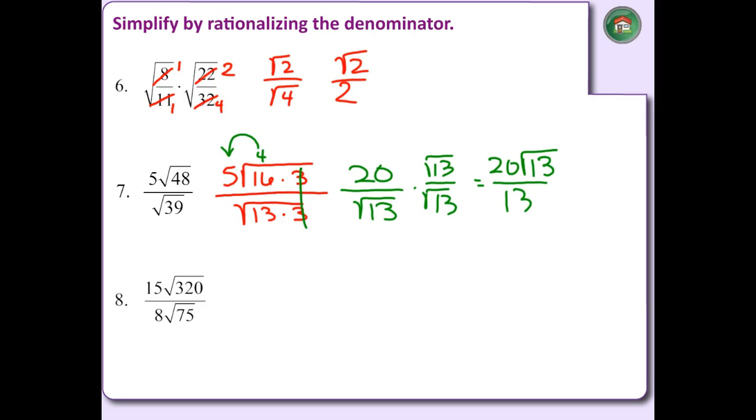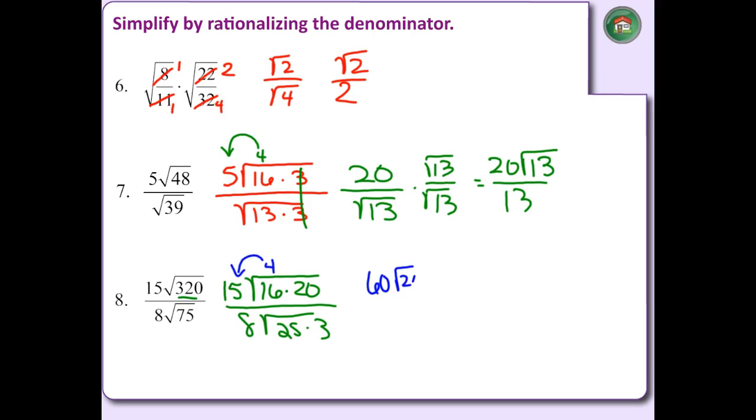Awesome. Okay, now number 8, 320. So I know that 4 goes into 20, but that might work. But it's best to find the largest perfect square we can, and actually 16 times 20 works pretty good here. In the denominator, we're going to have 25 times 3. So let's see what happens. Okay, we've got 16, square root of 16 is 4. 4 times that 15 is going to give me 60 root 20. Down here, this is going to be a 5. 8 times 5 is 40 root 3.